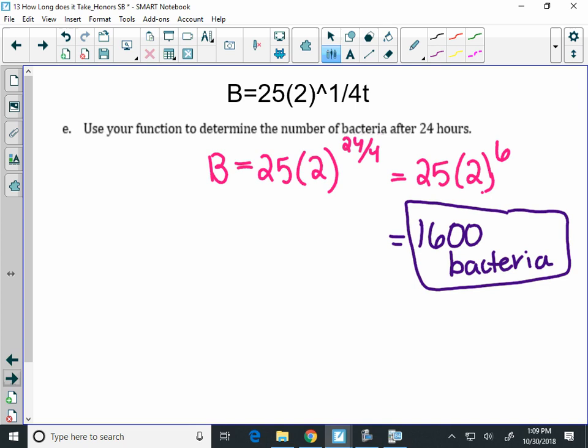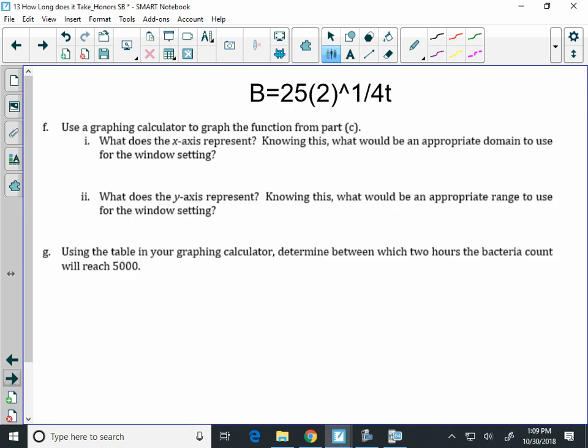Now here's where we need our calculator. It's going to take a whole day, 24 hours, to get 1,600 bacteria. We're going to use our graphing calculator, we'll set it up in a second. Ultimately, we want to know how long until there are 5,000 bacteria on the petri dish. So we're going to put this in our calculator and we're going to set the window. That's what this part F is looking for.